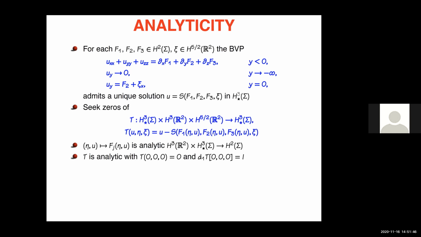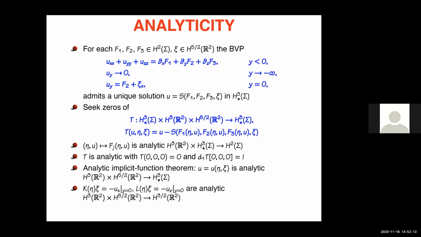And now you're in a situation which you know from elementary analysis. You can apply the implicit function theorem, the analytic version of it. It tells you that you can solve locally for u as a function of eta and psi, and this function depends analytically upon eta and psi. So we've shown that we can solve our boundary value problem for u, and we get an analytic function of eta and psi, which is exactly what we wanted.